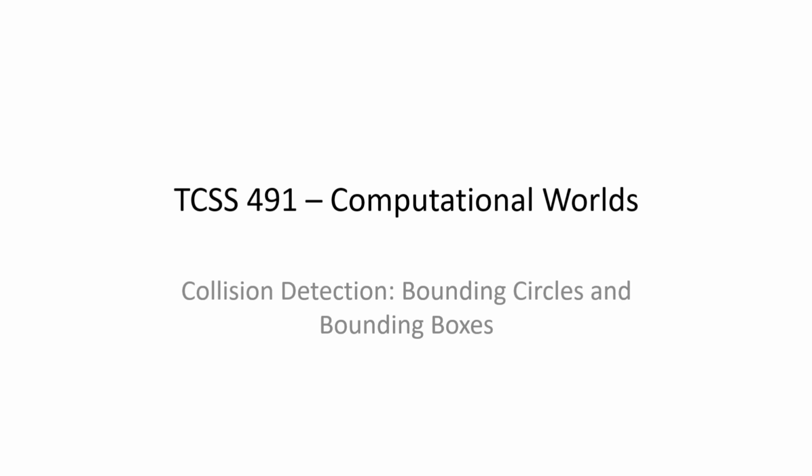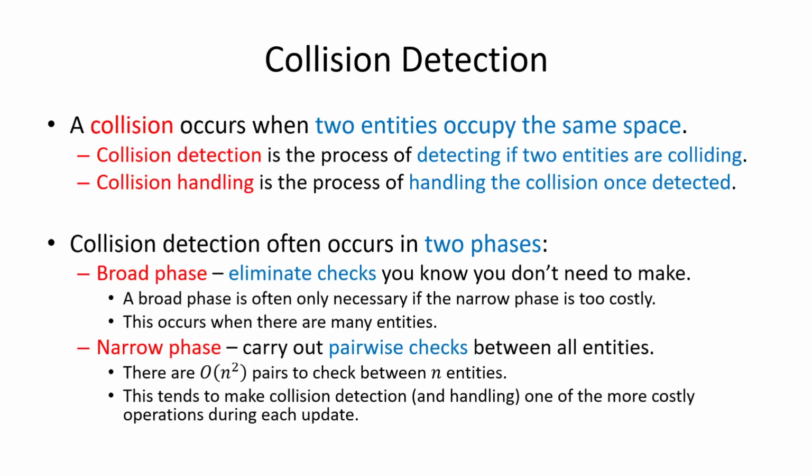All right, welcome. So in this video I want to start talking about collisions, and specifically about collision detection using some of our most standard ways of doing it, using a bounding circle or a bounding box. And really when we are talking about collisions, there's two important things we need to do. One is first, can we just detect if a collision occurs?